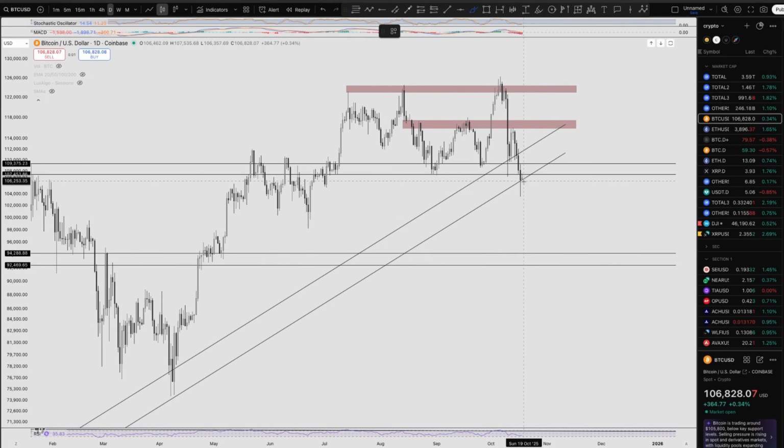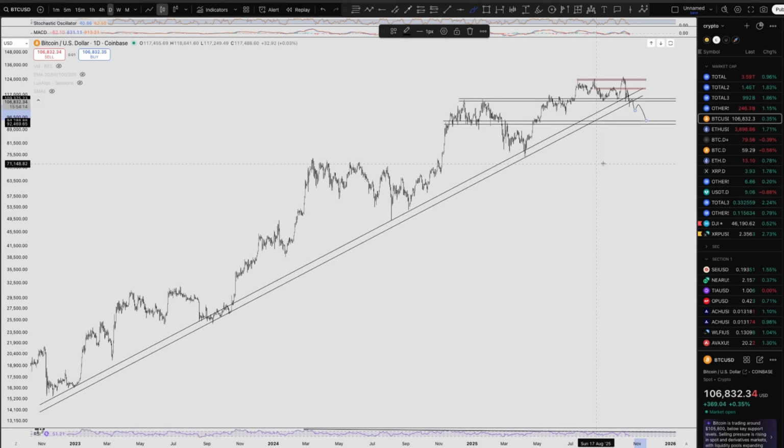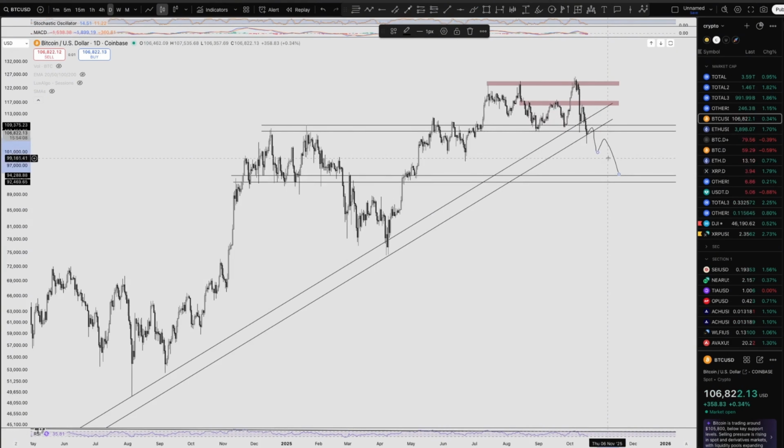But if Bitcoin can't do this and continues downward with the current move, things will get tough, and it's very likely we'll see a strong bear market, and it could drop down to around these levels, meaning Bitcoin could fall in price to about $75,000.